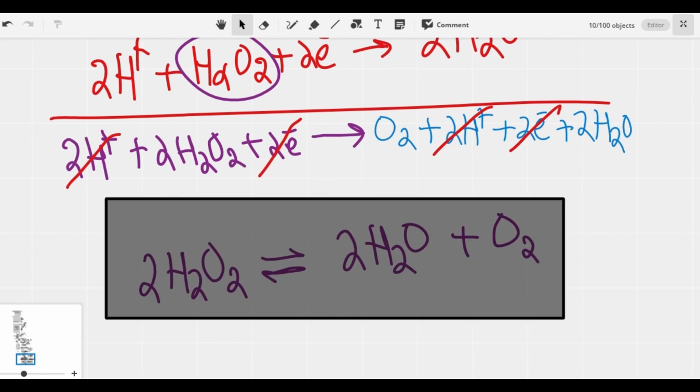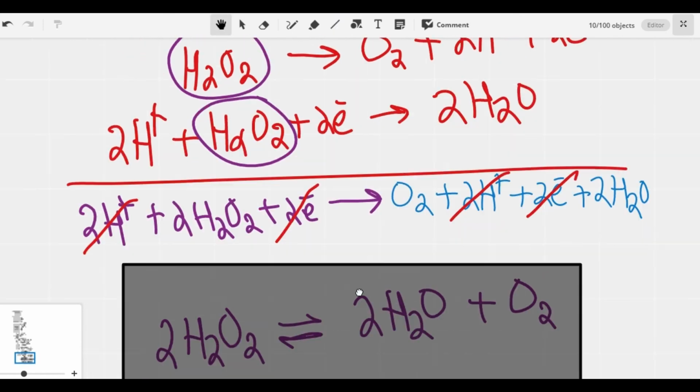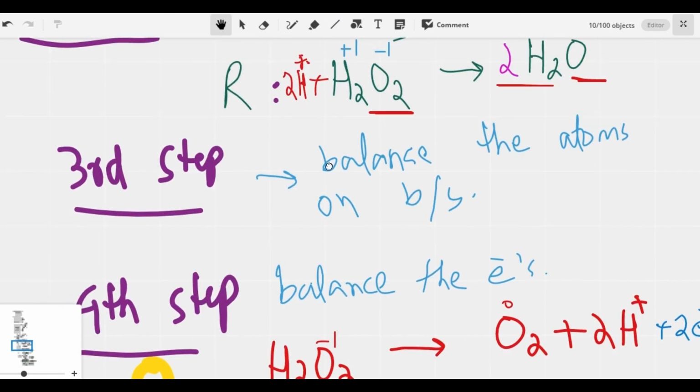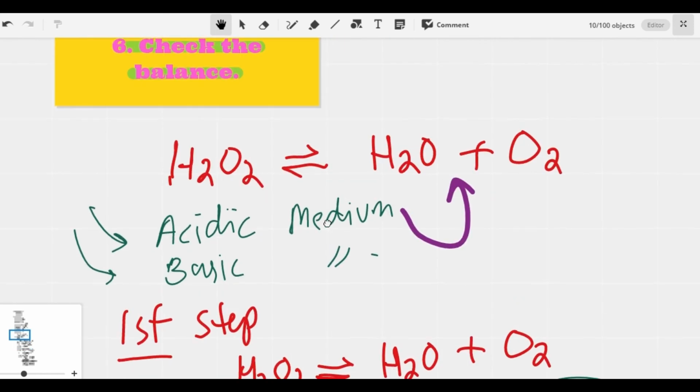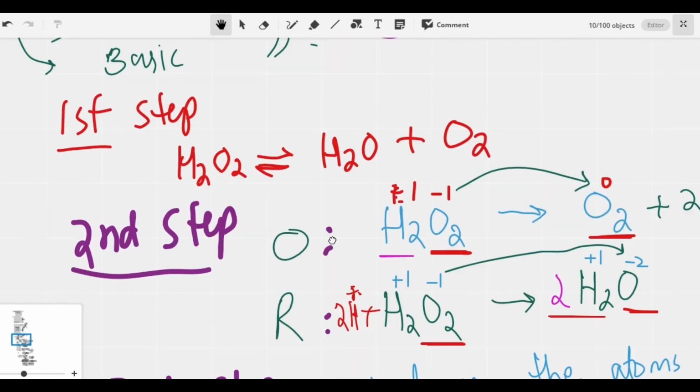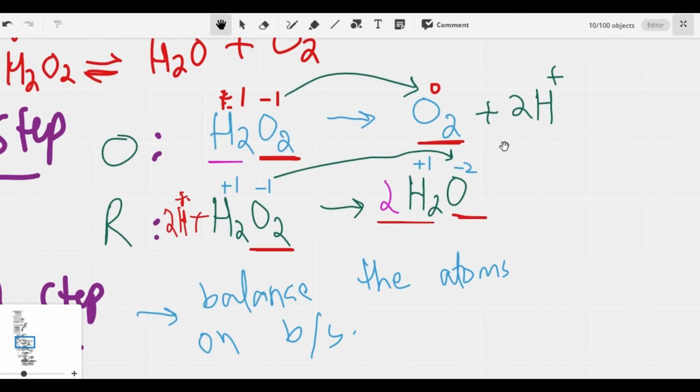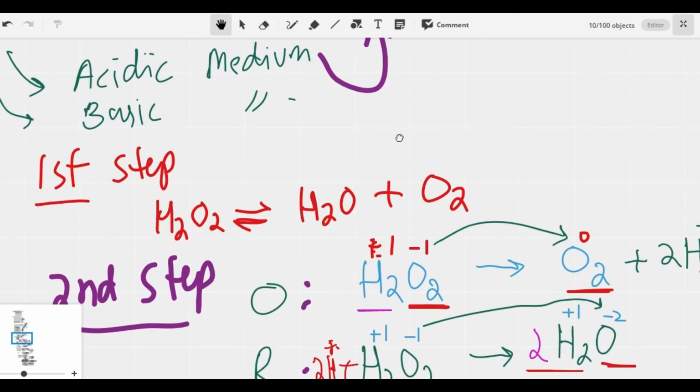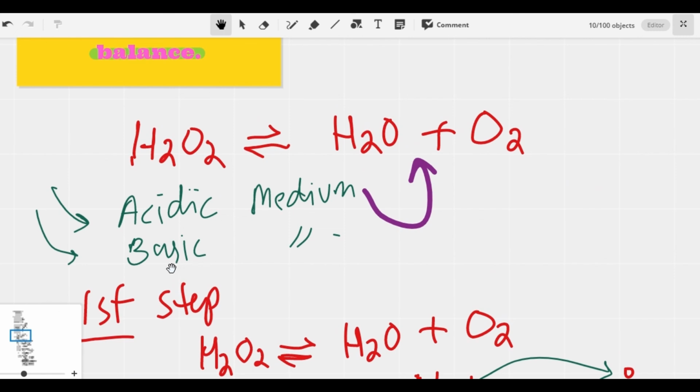So that is our final balanced equation. That is the first way in which we balanced the equation using the acidic medium, because here we added or lost hydrogen ions instead of hydroxide ions. That indicates that the equation is balanced in the acidic medium. In the next video we will discuss examples in the basic medium.